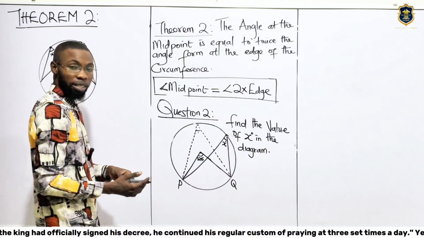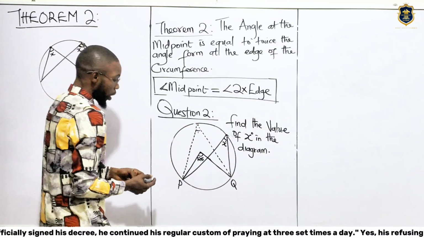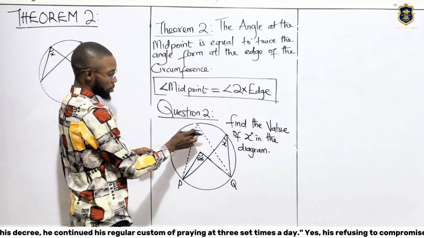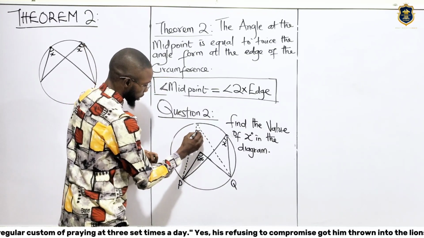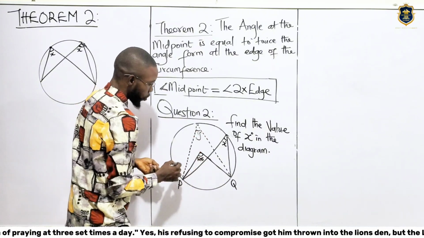The 2 angles are forming at the circumference, right? So what do we do? Our duty now is to find this angle at the midpoint. We don't know what it is, so let's just call it something else. Let's call it an angle y degree.